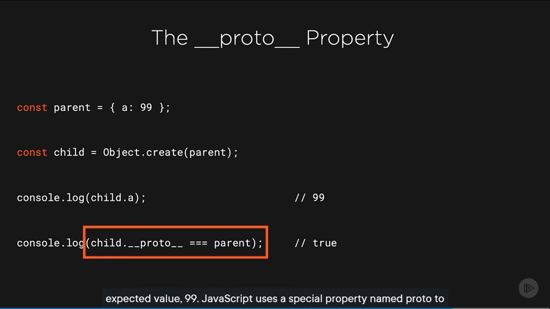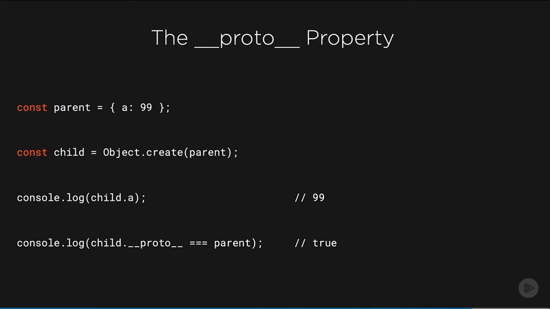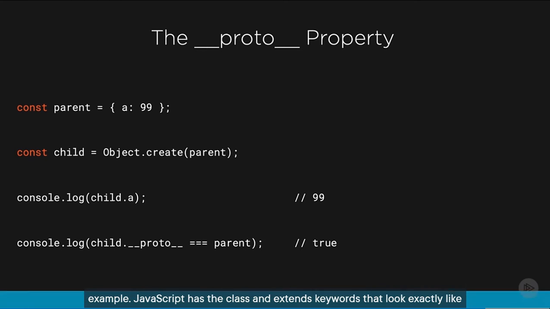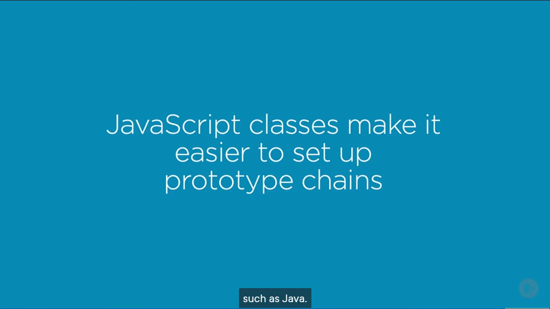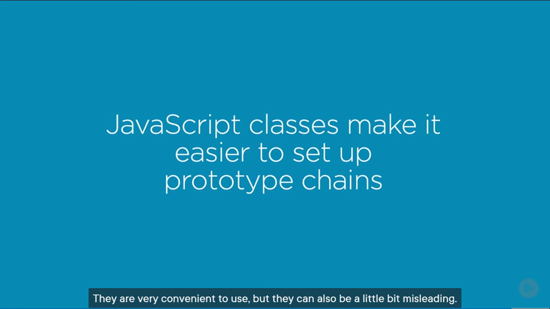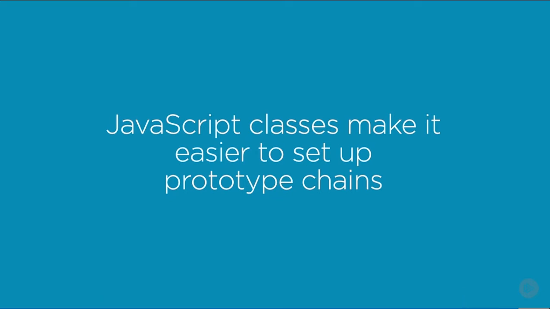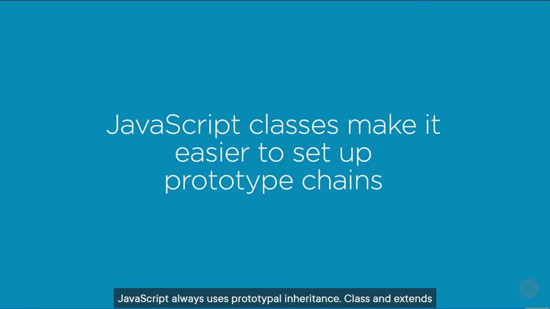JavaScript uses a special property named __proto__ to return the prototype. This property name works both with the dot and the bracket notation. We will use this special property in the next clip in a prototype pollution example. JavaScript has the class and extends keywords that look exactly like their equivalents in other programming languages such as Java. They are very convenient to use, but they can also be a little bit misleading. JavaScript always uses prototypal inheritance. The class and extends keywords are just syntactic sugar to make class creation and setting up the prototype chain easier.